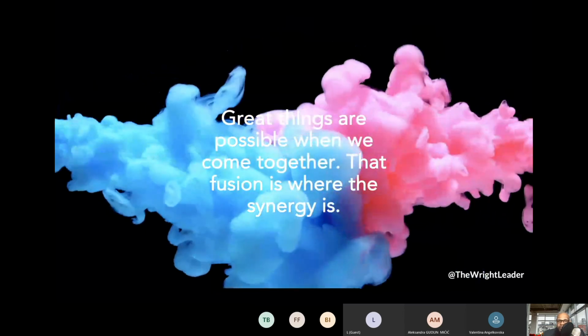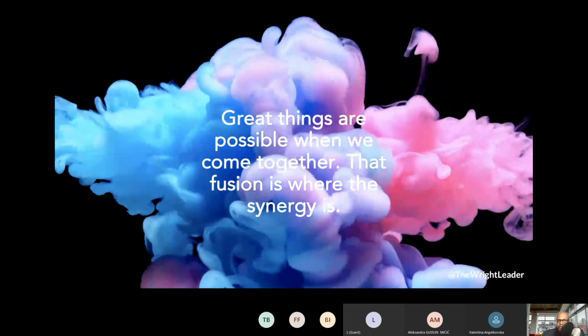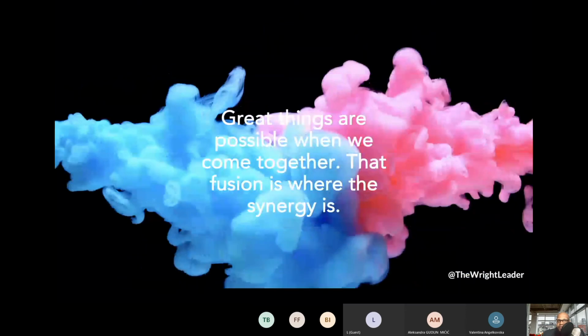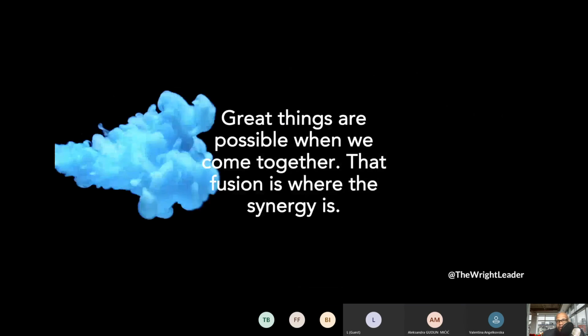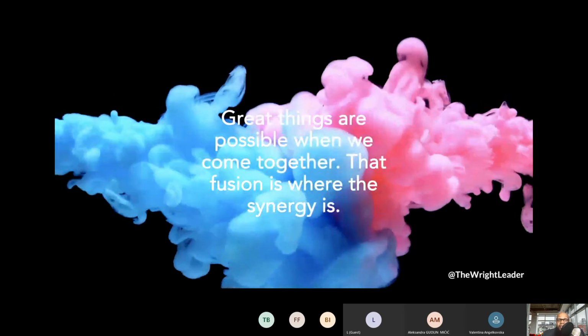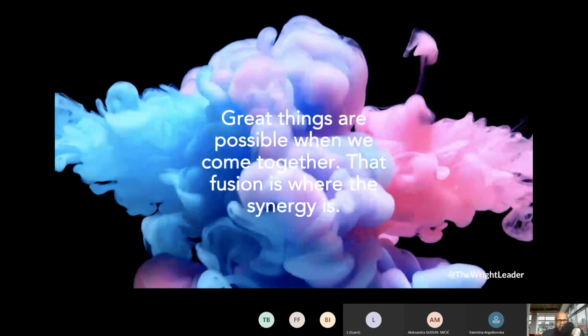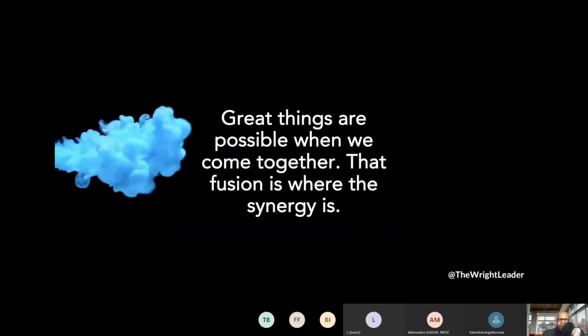But now switching to the visual that you see on your screen, we can come together, but if we don't stay together, guess what happens? What do you see on your screen now? Well, you saw those two elements pull back apart from each other and separate through the magic of video and the AI that is built in.